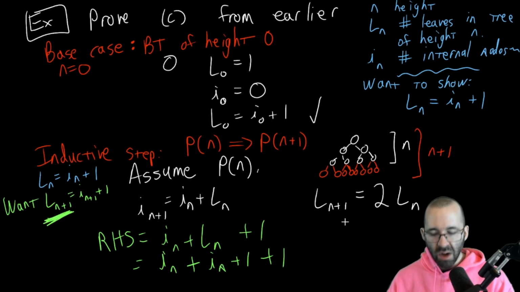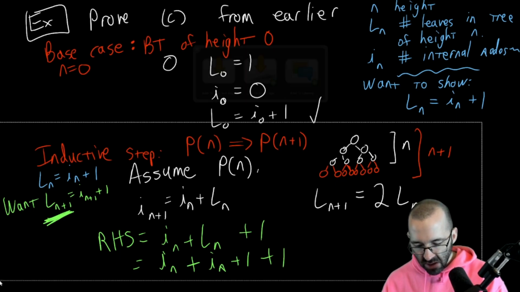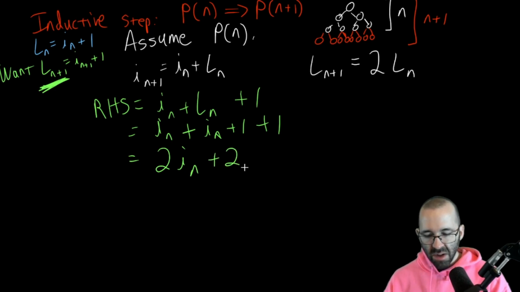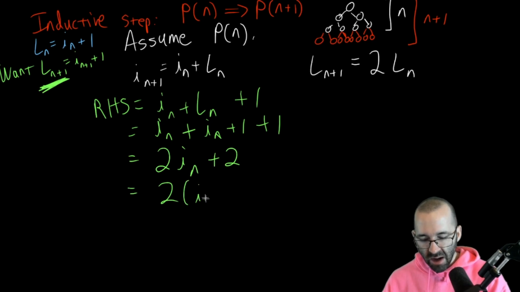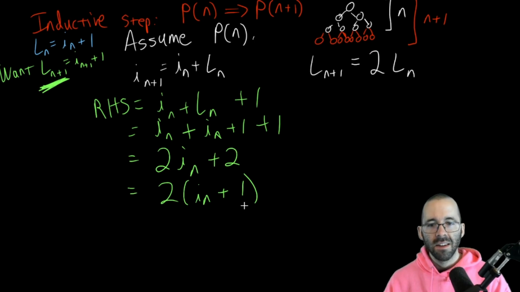And then we still have this plus 1 that was left over. Now, what do we have? This is pretty neat. I'm going to bring us over to the next page. But what we have, if we simplify, is 2 times I sub n plus 2, which is 2 times I sub n plus 1. If we factor it, what is I sub n plus 1?